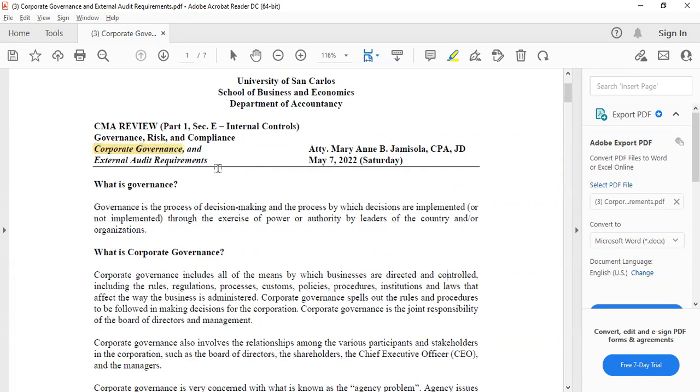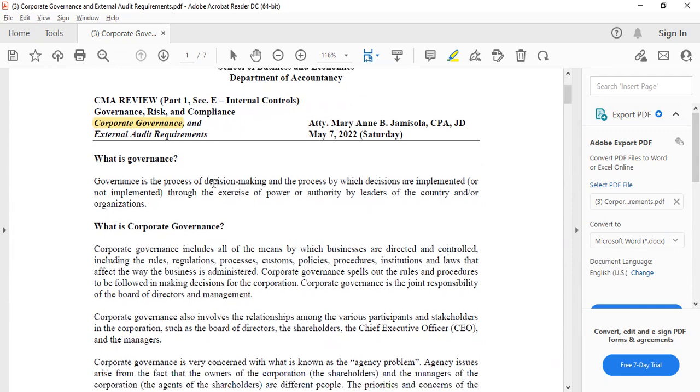Now, before we fully understand what is corporate governance, let's define first what is governance. So governance is the process of decision making and the process by which these decisions are implemented or not implemented, depending on the final decision, through the exercise of power or authority by leaders of the country and or organizations. So governance as a general term applies not only to corporate entities, but also to government as well.